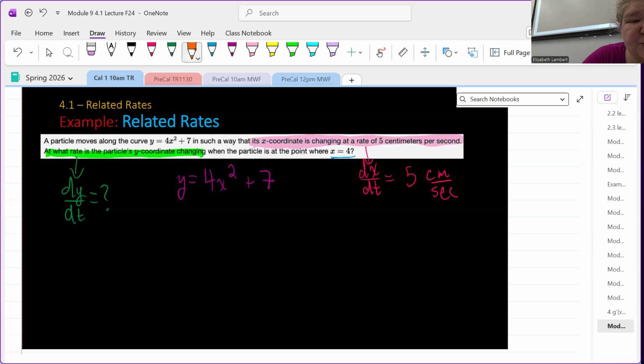So we're going to take the derivative of this with respect to time. So the derivative of y will be dy/dt. Then the derivative of 4x squared will give us 4 times 2x times dx/dt. Plus 7 is a constant, so the derivative of a constant is 0.